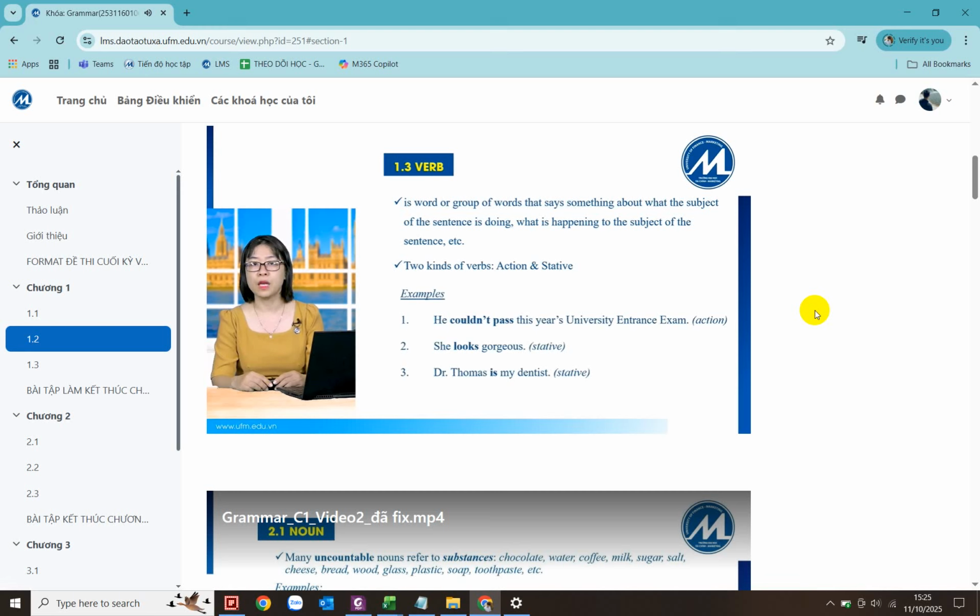For example, he couldn't pass the university entrance exam. In this sentence, pass is an action verb. She looks gorgeous. In this sentence, looks doesn't show any action, so looks is a stative verb. Dr. Thomas is my dentist, so is is a stative verb.